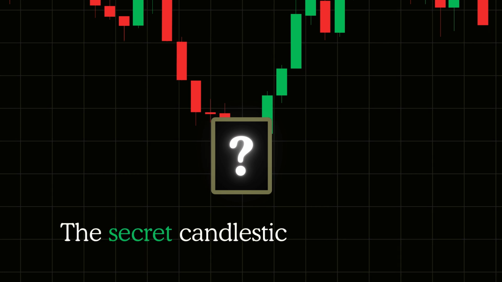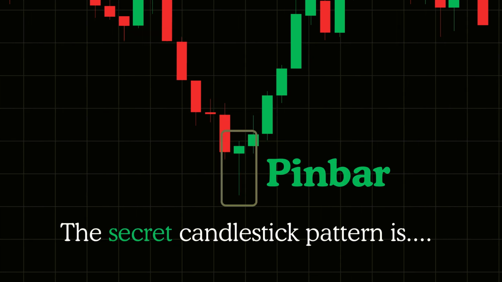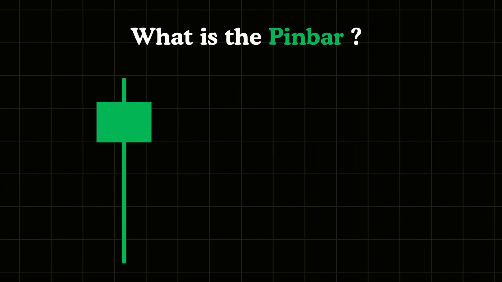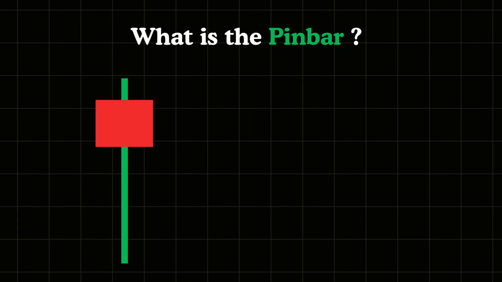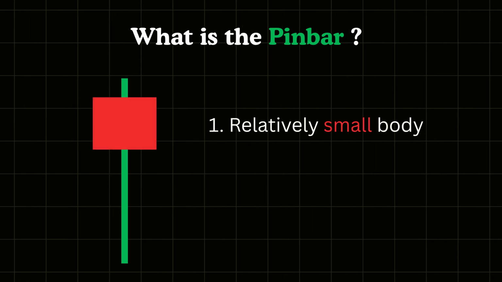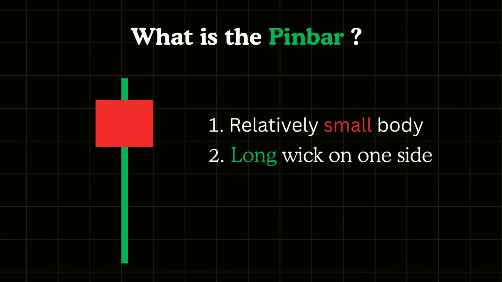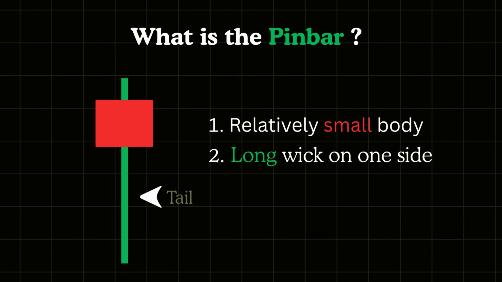So the specific candlestick setup I'm referring to in this video is known as the pin bar. Now, what exactly is a pin bar? A pin bar is a type of candlestick formation that meets a couple of clear conditions. First, it must feature a relatively small real body. Second, it needs to show a noticeable long wick extending from one side. This prominent wick is commonly called the tail of the pin bar.